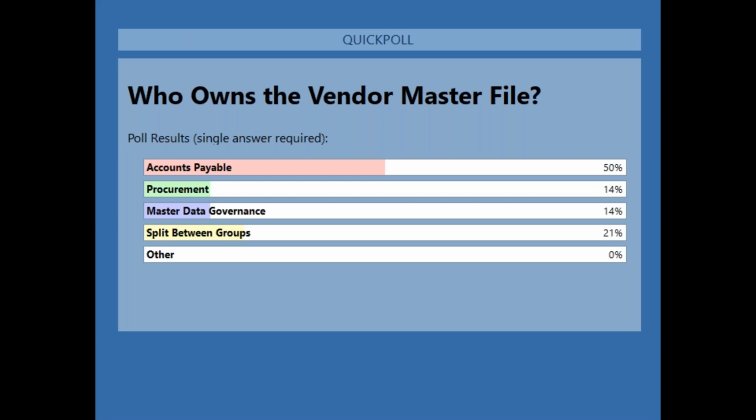Okay, so who owns the vendor master file? It looks like 50% of you on the call identified accounts payable. So 50% accounts payable. The next one is 21% split between groups, and then sharing 14% each is procurement and master data governance. Okay, so it looks like it's a little bit more spread out than the last survey I saw.